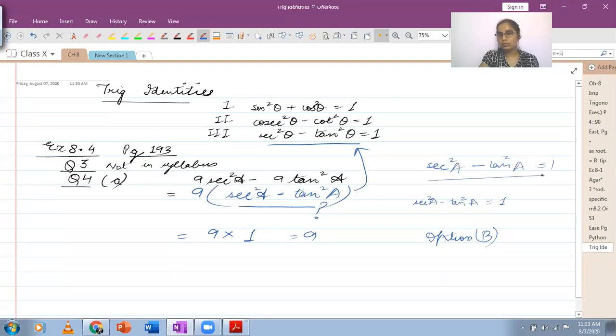So either write this or just do it directly. It's not required. If you want to write it down, just write that expression in the bracket here: secant square A minus tan square A. Its value will be 1. That's the identity. Okay, ma'am.